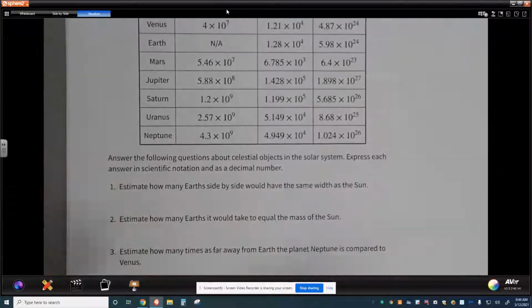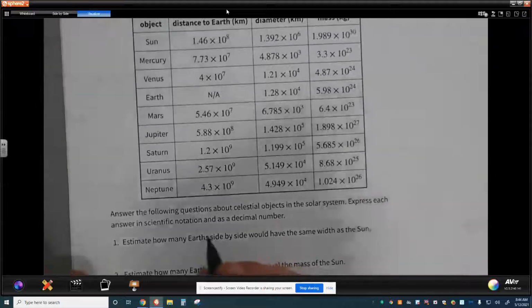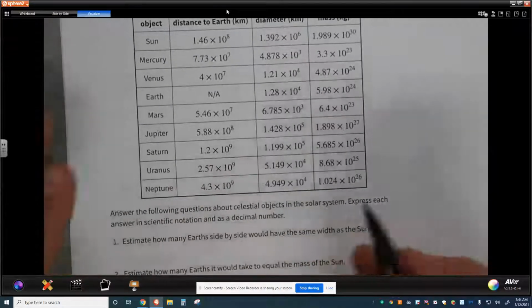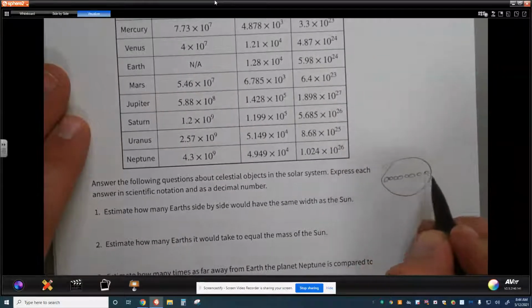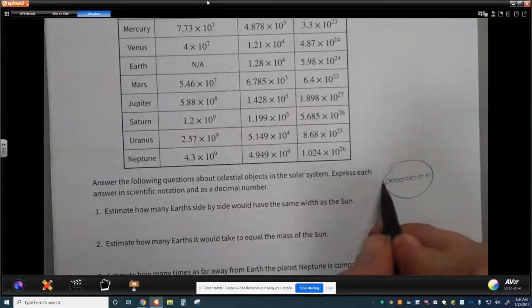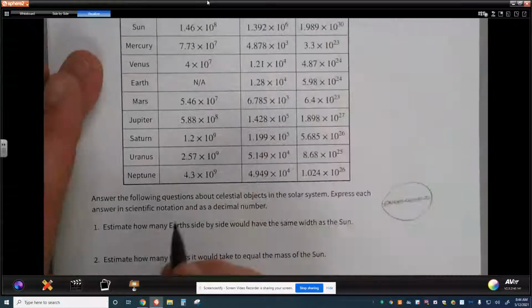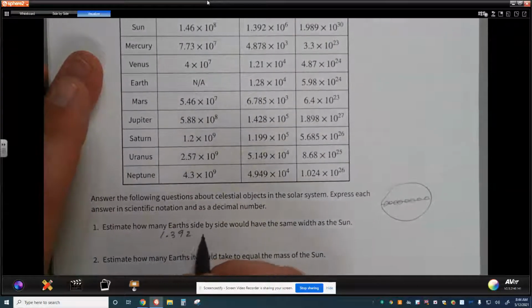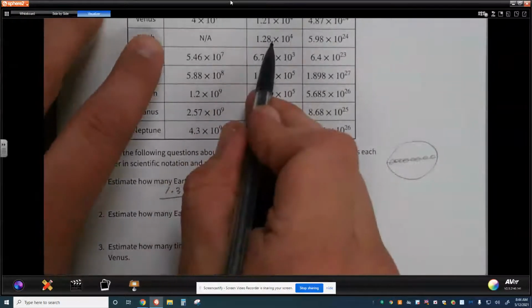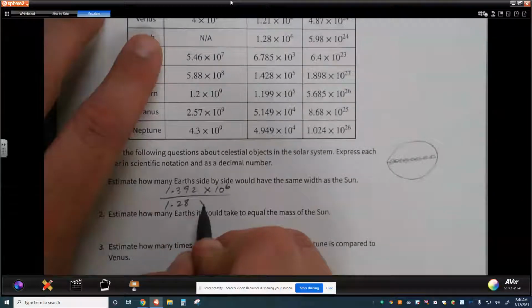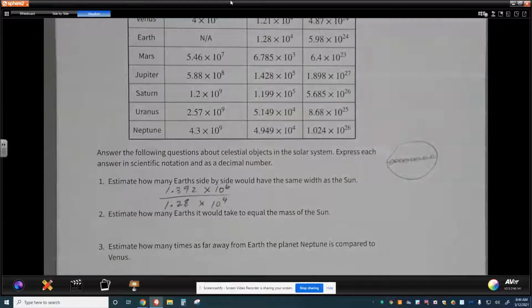So estimate how many Earths side by side would have to have the same width as the sun. If we're talking about the width of the sun, then this one will be one where we're breaking up the sun into distances of the Earth. So what we'd have to do is take the diameter of the sun and divide it by the diameter of the Earth. So the diameter of the sun, 1.392 times 10 to the 6th power, divided by the diameter of the Earth, 1.28 times 10 to the 4th power. Go ahead and take a moment to calculate that value.